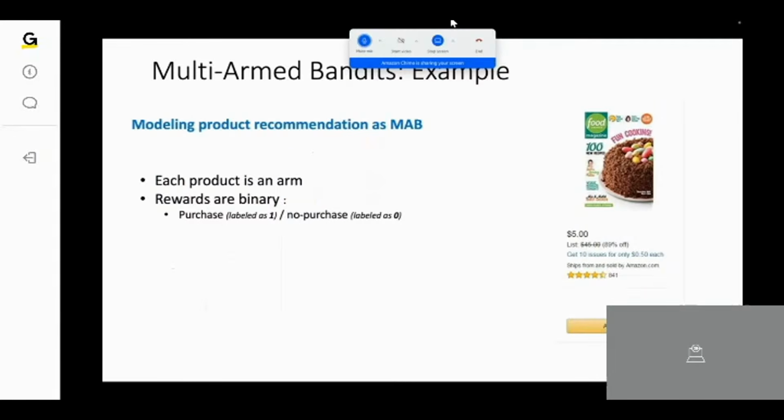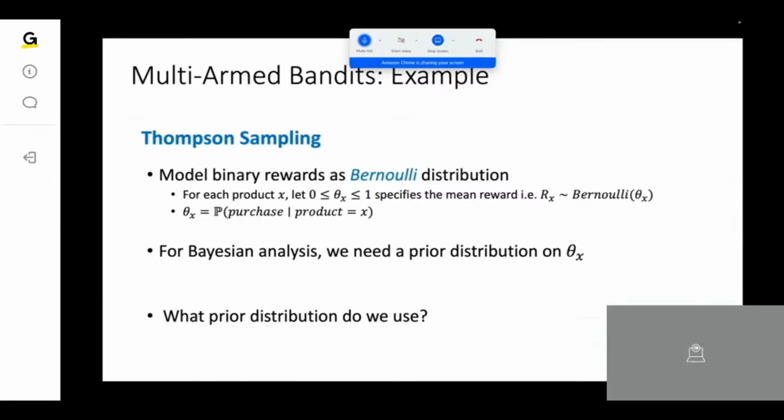as the number of purchases. So here, each product is an arm. The rewards are binary, either purchase or no purchase. For binary rewards, we can model it as a Bernoulli distribution. The Bernoulli distribution has a parameter between 0 and 1. It specifies the mean reward. So you can think of it as like we toss a coin.